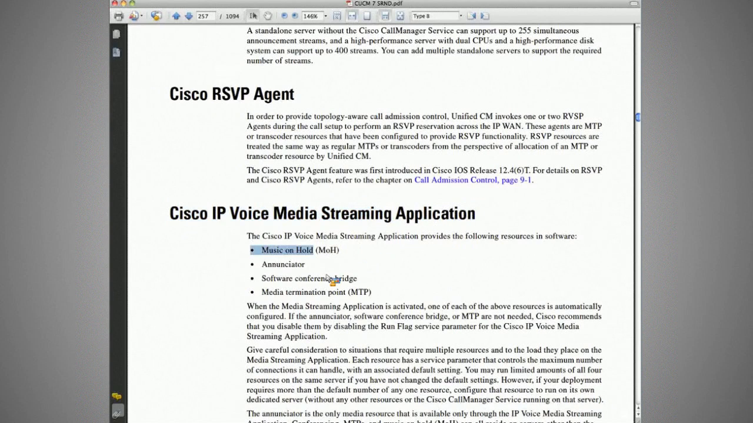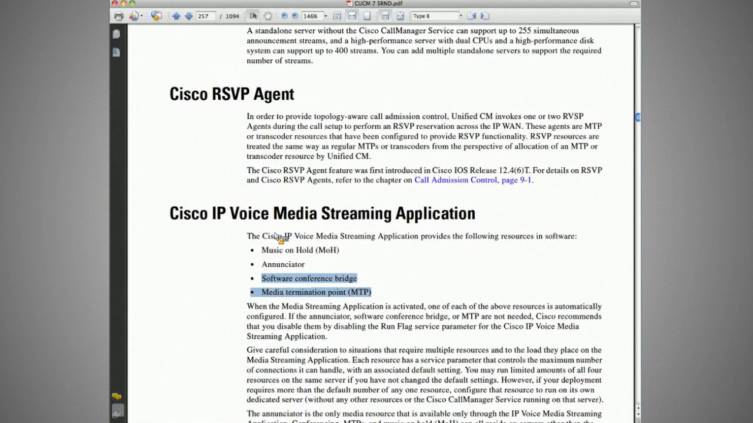So we already mentioned the IP Voice Media Streaming app being the service that provides the four built-in software functionalities. Give careful consideration to situations that require these resources because they place a CPU load on the servers that are running them. Typically, we will want music on hold, unicast or multicast, and annunciator. But software conference bridging and software MTP can be a fine thing if we don't have enough IOS software resources, but it's probably better to use those. Software conference bridging is typically something we will not want to do unless we're just desperate.